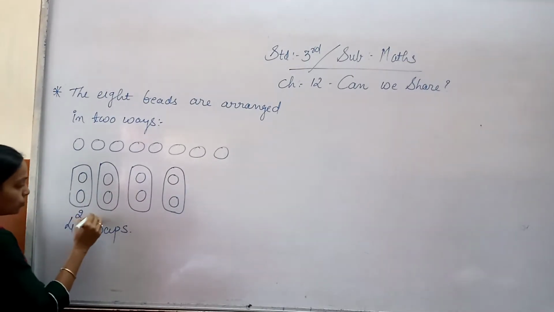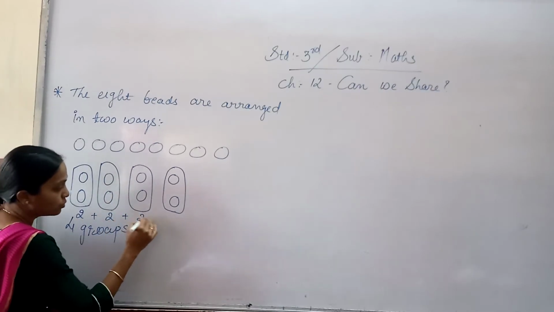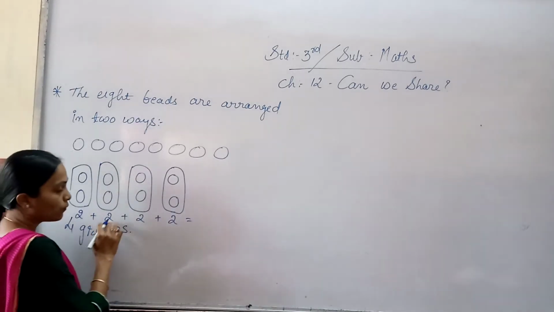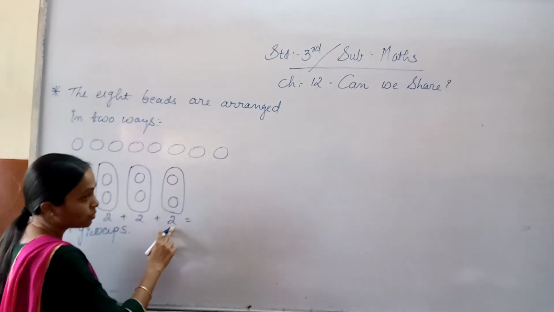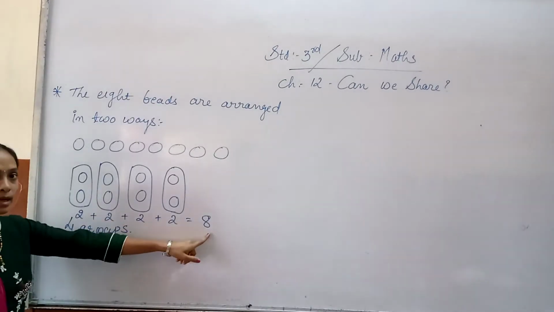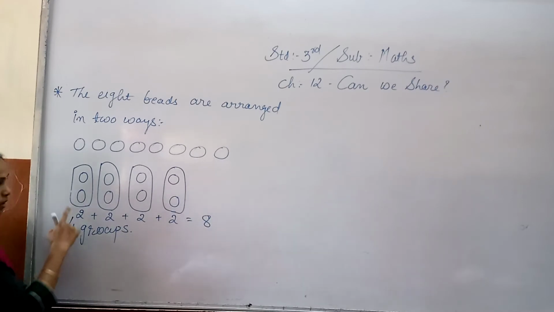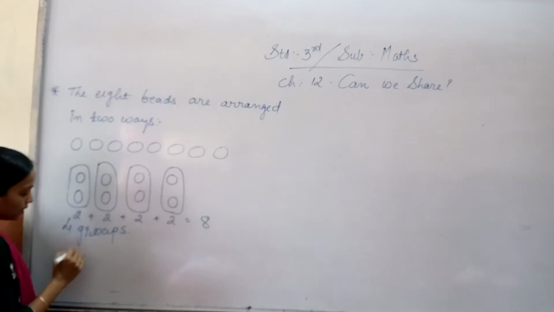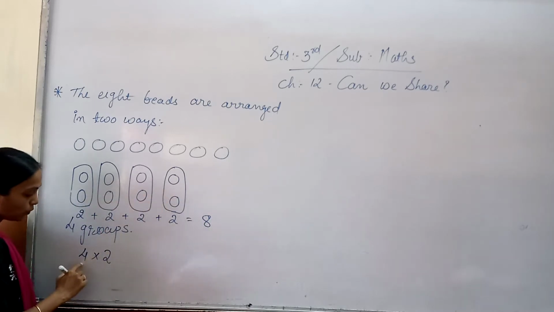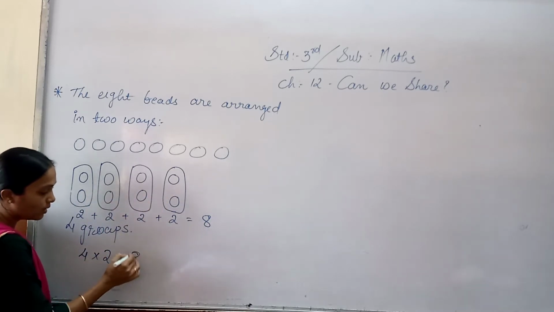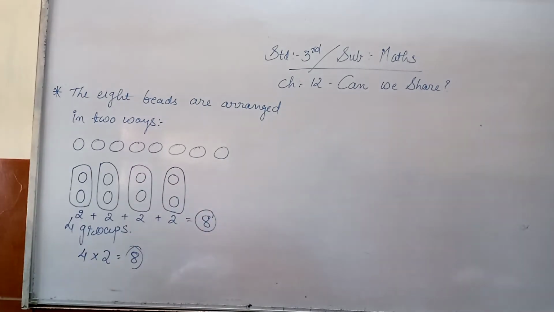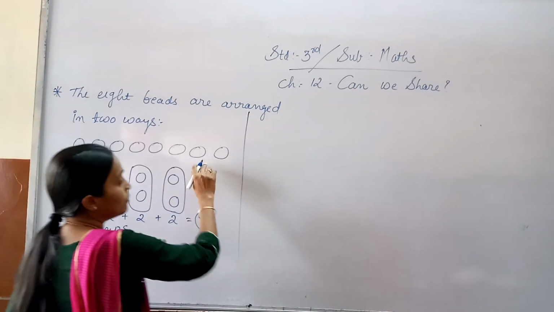So see, 2 plus 2 plus 2 plus 2. How many is it? 2 plus 2 is 4. 4 plus 2 is 6, plus 2 is 8. We added it, so how many did we get? 8. Okay. Now how many groups are there? 4. And how many beads in each group? It is 2. So 4 multiplied by 2. So 4 2s are 8. Same answer. Okay. So now from these 8 beads we make 2 groups.